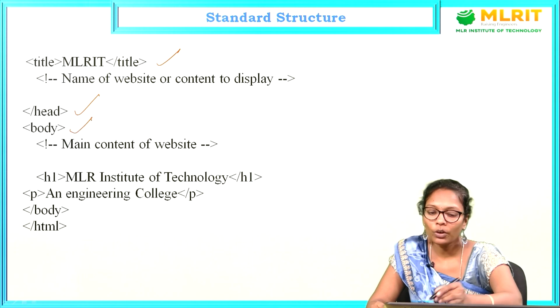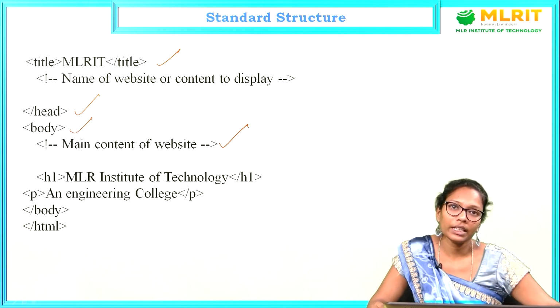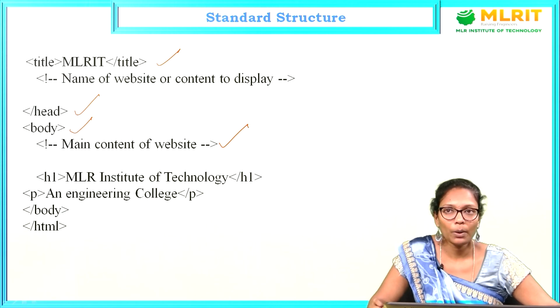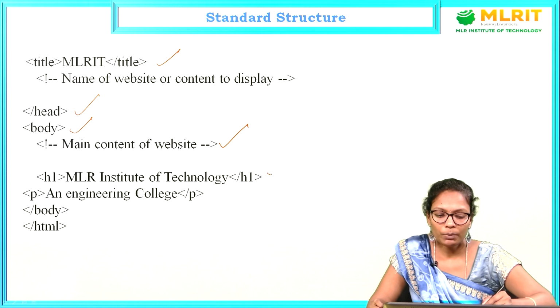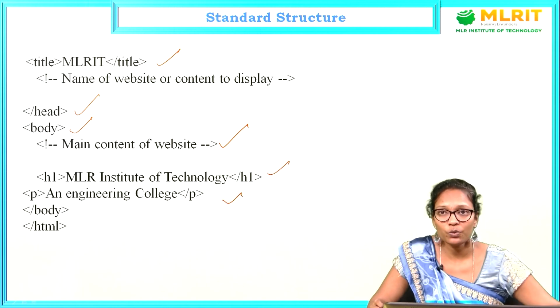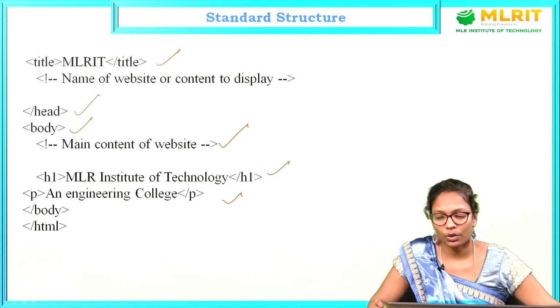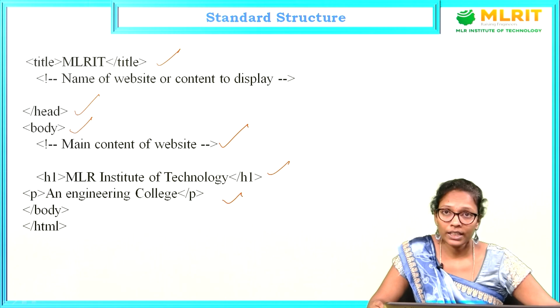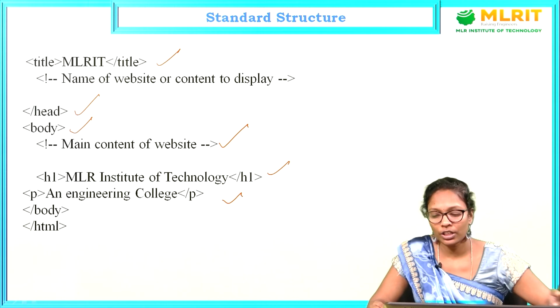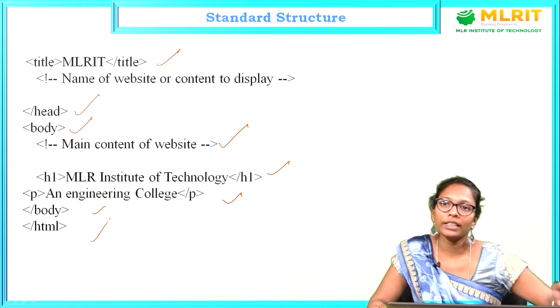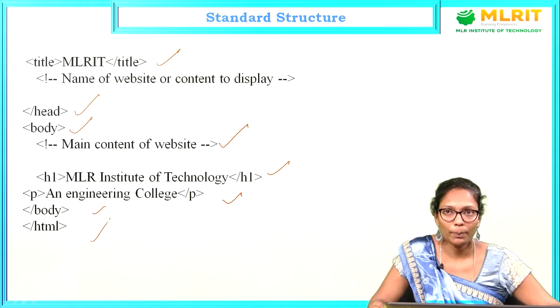Coming to the body, it will contain the main content of the web page. What is the main content or main element you are adding to your web page? That will be written in the body section. Here again I am writing the same tags. One is the H1 tag and the other one is the paragraph tag. H1 is a heading. It will display our college name, MLR Institute of Technology, followed by a description about our college: it is an engineering college. Then you close your body part and then you close your HTML part also.